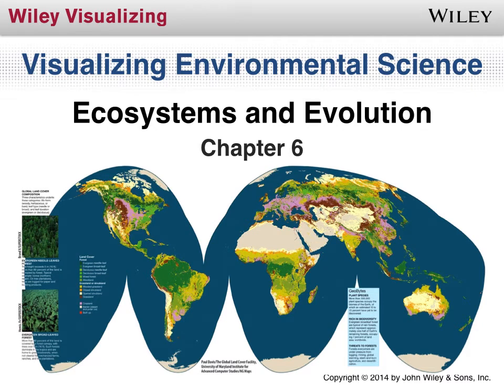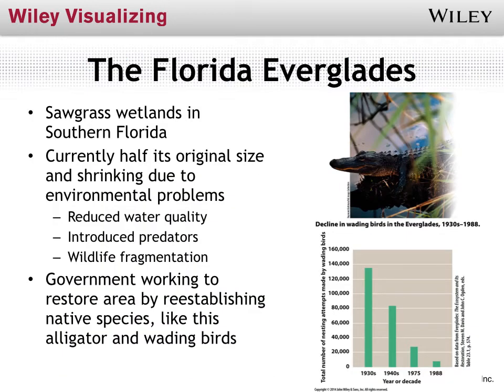Chapter 6, Ecosystems and Evolution. The first part of this chapter goes through and discusses some of the major biomes found around the world. So the take-home message from this section is to be able to talk a little bit about each of the biomes, things like the climate for each of those biomes, and the types of plants or animals that live in those areas, and certainly things like the challenges that these biomes face.